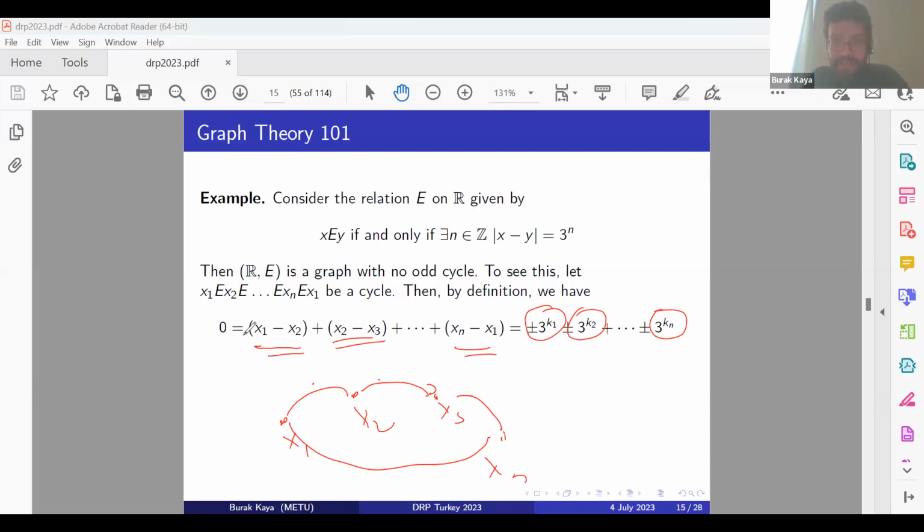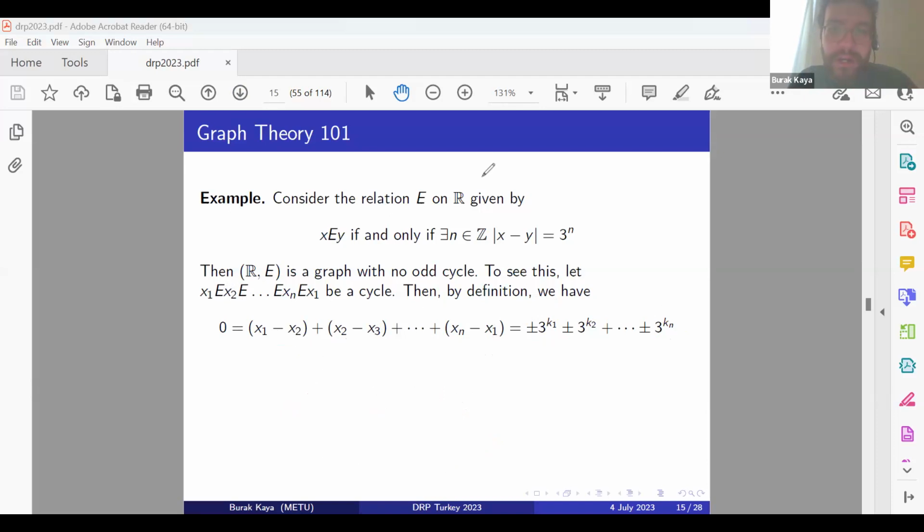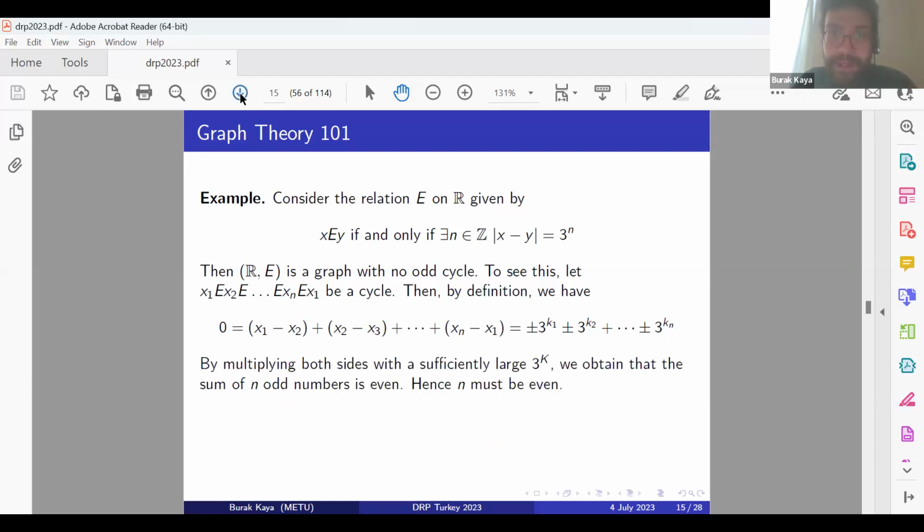And by definition, we have this. Now, multiply all sides by a sufficiently large 3 to the power k, and then you can make all these things integers by multiplying with this 3 to the power k. And they're going to be odd integers. Now, you add n many odd integers, and you get 0, an even number. If you're adding n odd integers and getting an even number, then n itself must be even, okay?